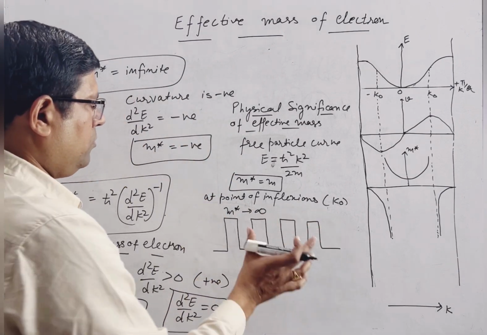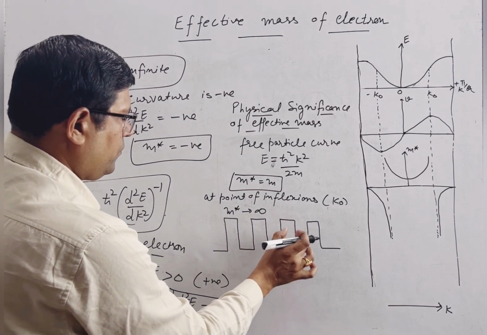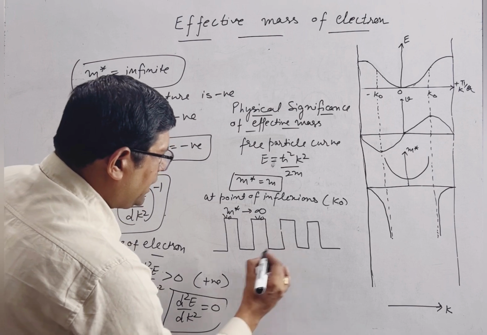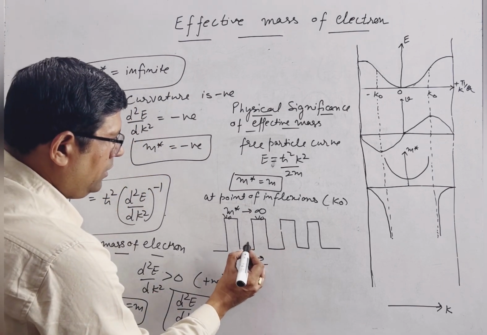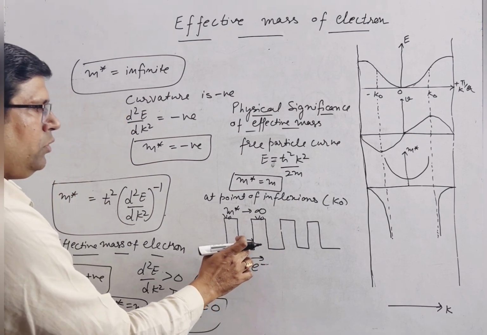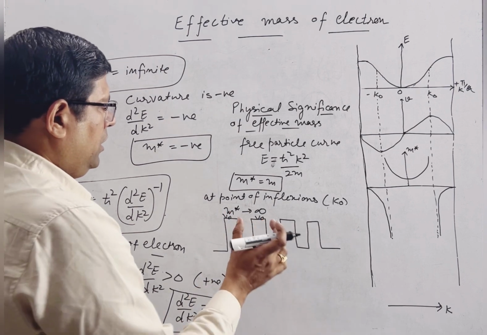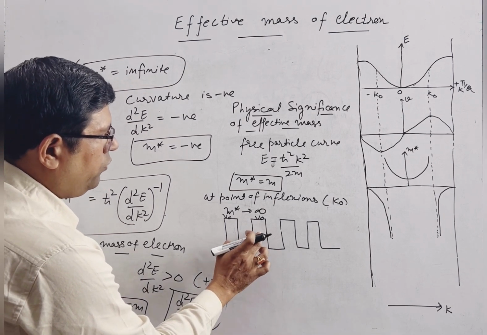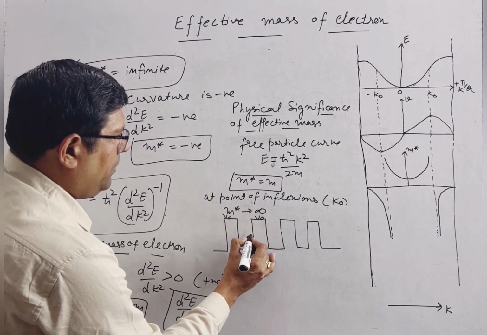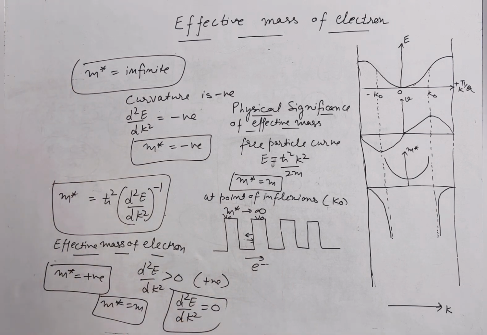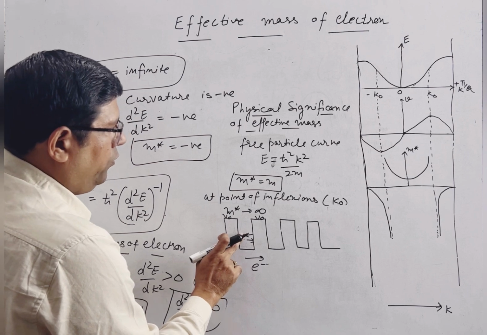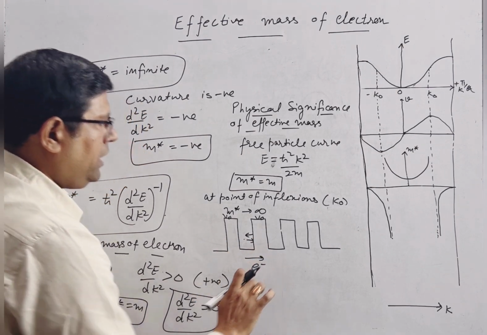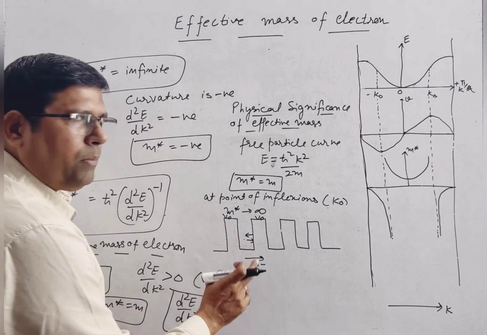You can see from the Kronig-Penney model that these are potential barriers. Here potential is V naught, and here potential is 0. So when we apply the electric field and suppose the electron is moving in this direction, then the electron will strike here. There will be a de Broglie wave associated with this electron, and this wave will be reflected from this potential barrier. So this will be Bragg reflection. Now this reflected wave will have the same momentum as the forward wave, the wave which is obtained under the applied electric field.